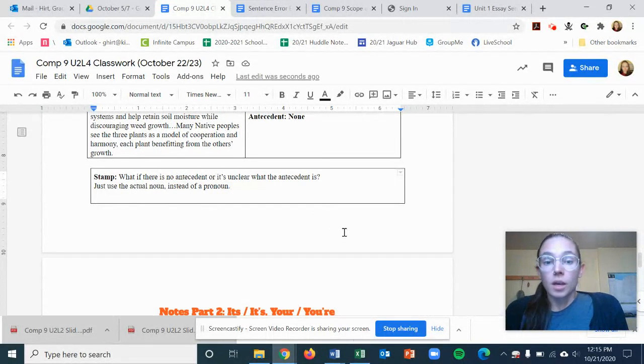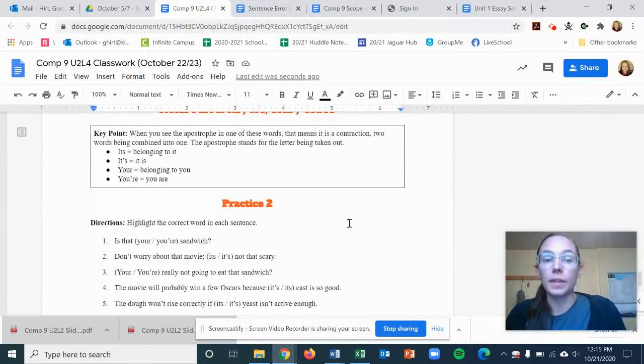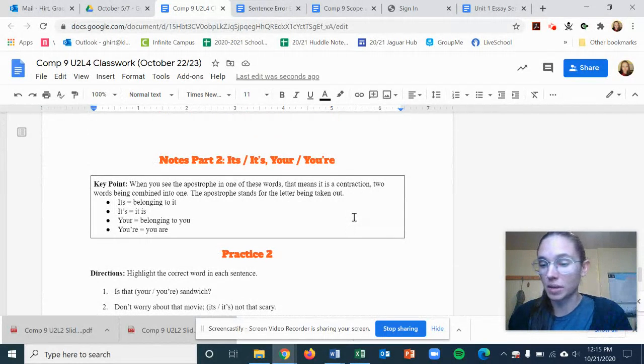Okay, so next little mini lesson here. It's and its, so we know it is a pronoun, right? And your, these are pronouns, but they have different spellings, right? There's different ways that you can spell these things depending on the situation.